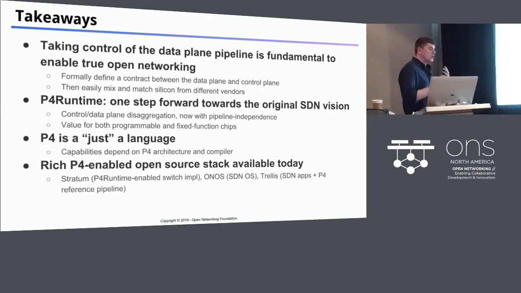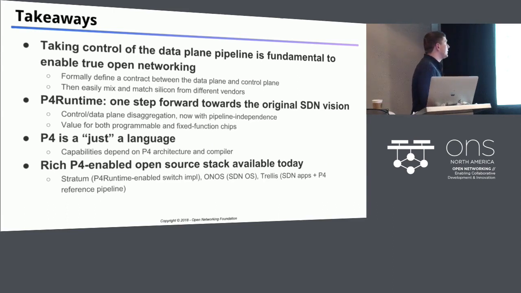I gave you an example of how we tried to do this in ONOS by using the Flow Objective API, and we ended up realizing that it was too much of a complex job if you don't use the right way of specifying the pipeline. P4Runtime, in this sense, is an evolution of OpenFlow, and represents one step forward towards the original SDN vision.